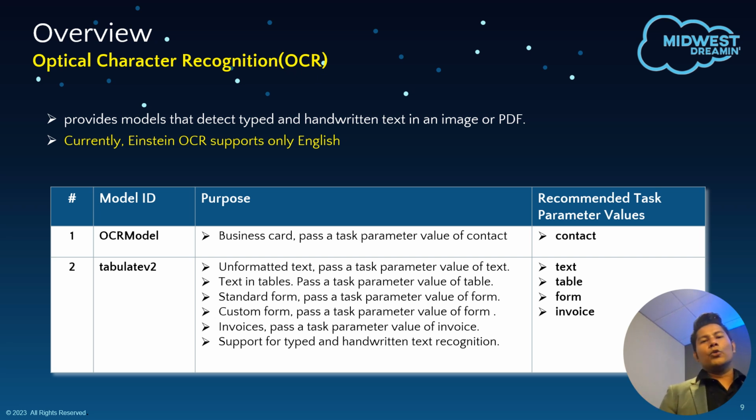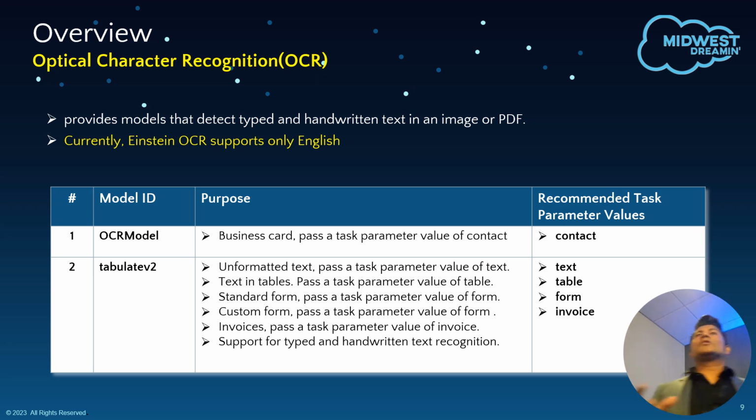In terms of OCR, the basic functionality is that it helps you get the text from any image or PDF. Einstein Vision supports a lot of different languages, 39 altogether, but for OCR, only English is supported. They have more languages on the roadmap.